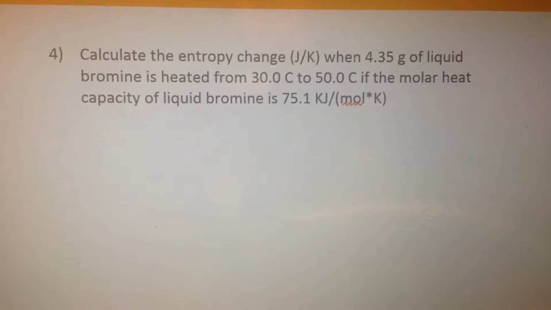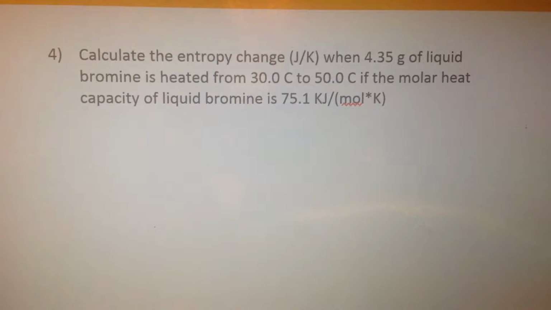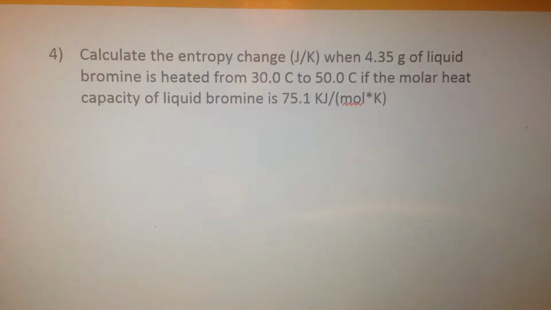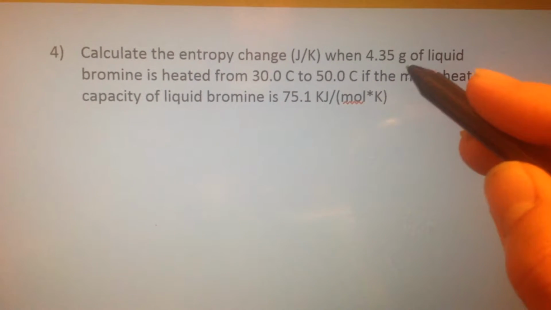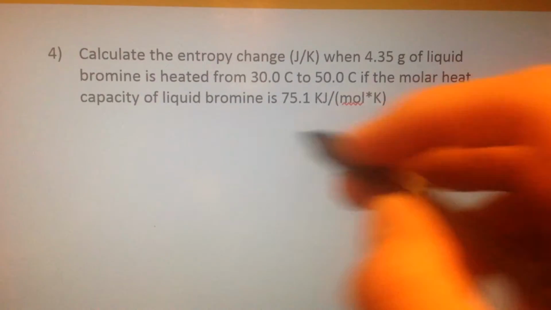This is entropy change. So the question is, calculate the entropy change when 4.35 grams of liquid bromine is heated from 30 degrees Celsius to 50 degrees Celsius, if the molar heat capacity of liquid bromine is 7.1 kilojoule per mole times Kelvin. So the first thing we want to do is calculate the amount of moles in the 4.35 grams of liquid bromine.